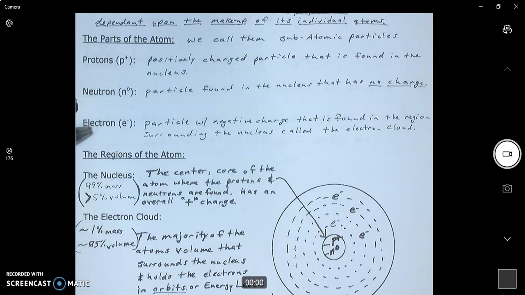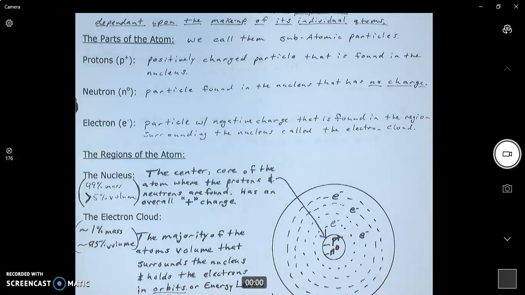The electron is a very, very small particle, and it is found orbiting the nucleus in shells, and it has a negative charge. So it's a particle with a negative charge that is found in the region surrounding the nucleus. We call that the electron cloud.